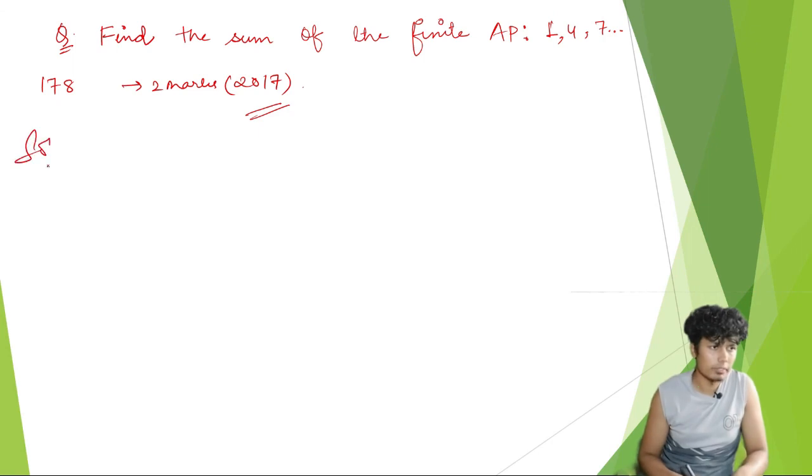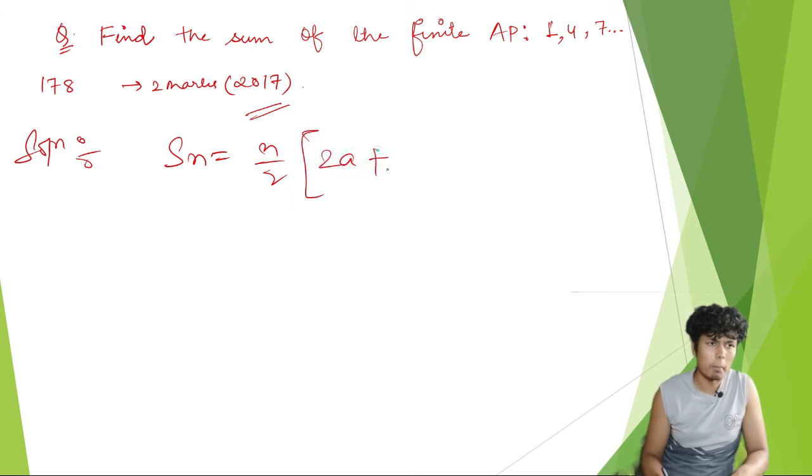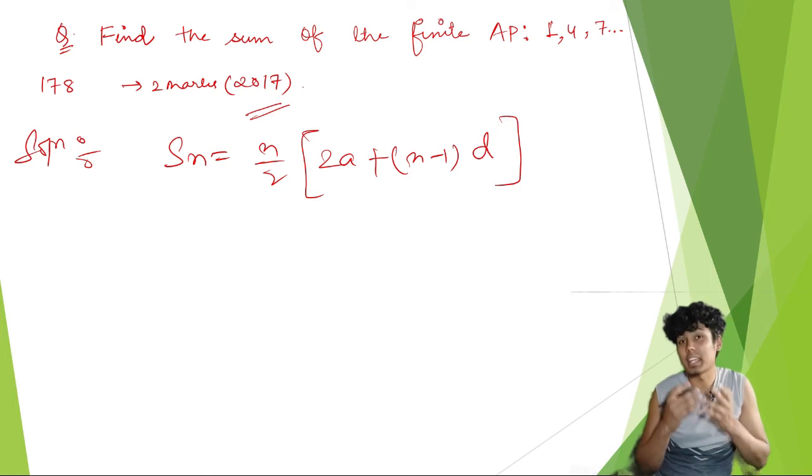Solution. Write down the formula. Sn is equal to n divided by 2, 2a plus (n minus 1)d. Do not forget the formula. If you know the formula, you can attempt any question.